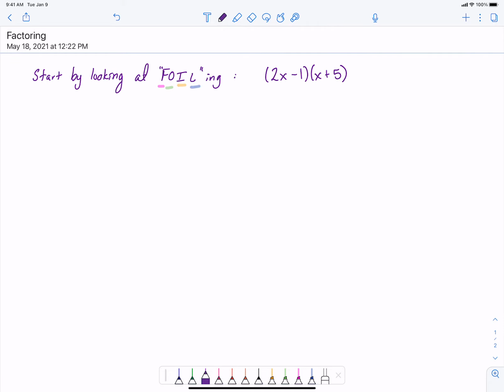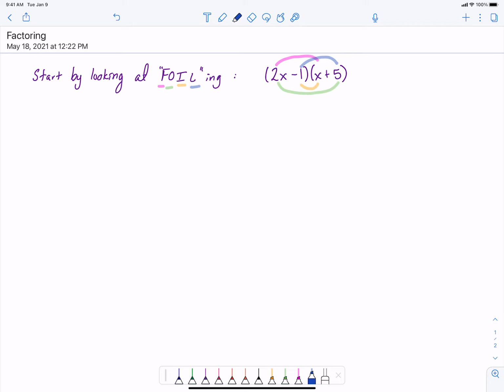Hey everyone, I wanted to do a quick video that walked through some of the methods that we have for factoring trinomials or quadratics, whatever you want to call them. And to start, I wanted to review a little bit of foiling so that we can remember where these trinomials or quadratics come from and what we're trying to undo.